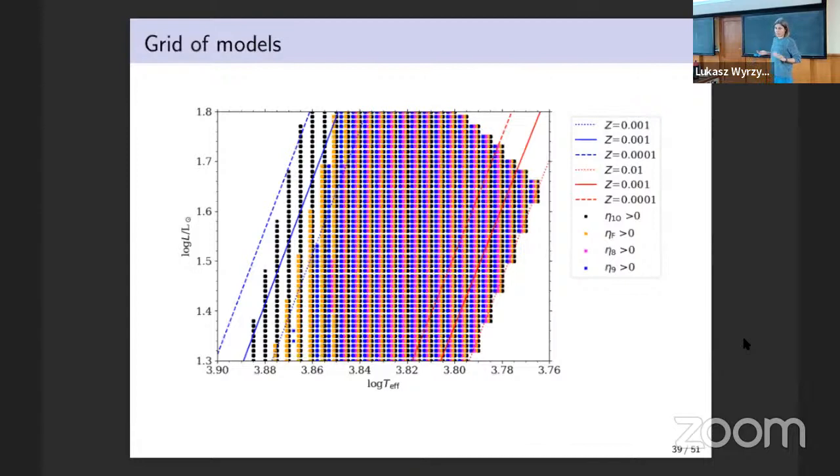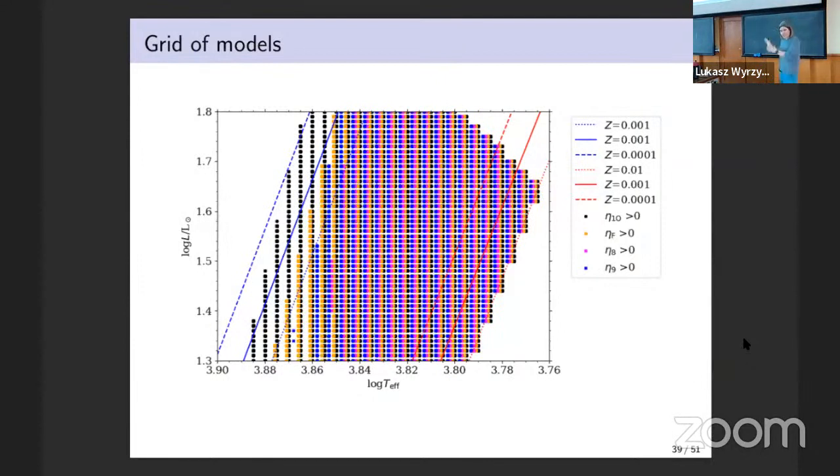So here is how this grid looks like on the Hertzsprung-Russell diagram. So those blue and red lines, they are edges of the classical instability strip for 3 different metallicities, and the points are the models. And here, in black, we have models in which the first overtone is unstable. In yellow, where the fundamental mode is unstable, and in pink and blue, where those non-radial modes are unstable. Pink for 8 and blue for 9.